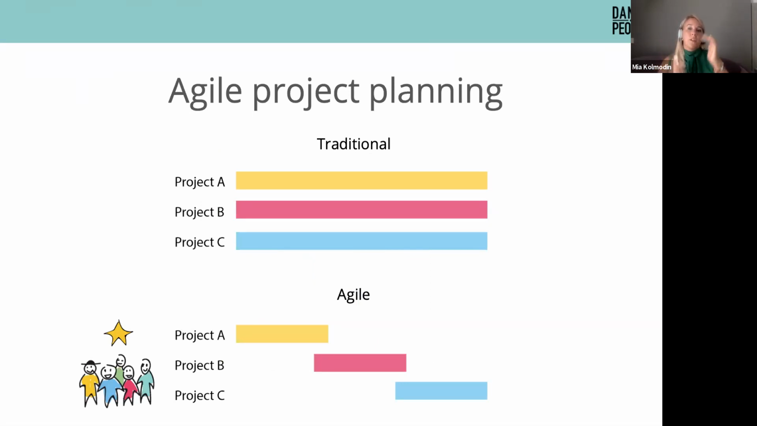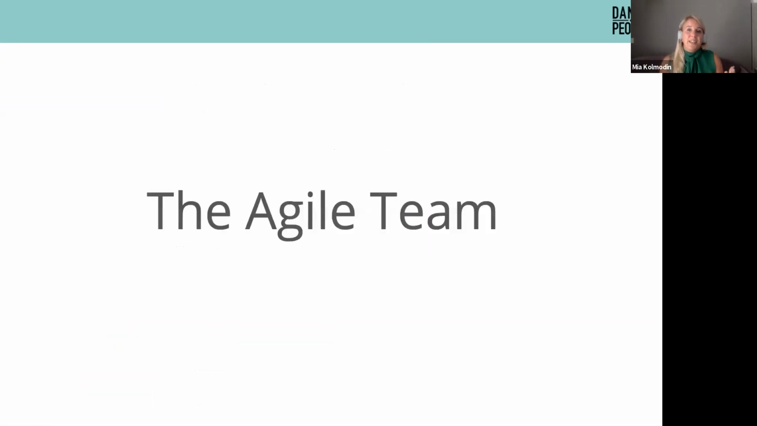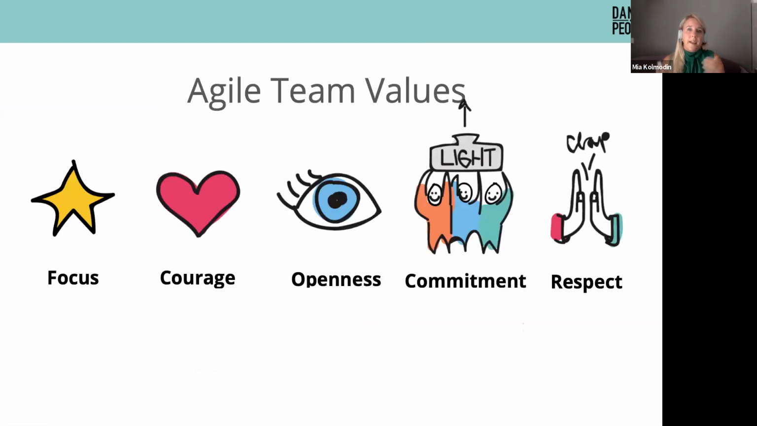So the traditional and agile ways of planning and thinking around creating value is very different. And the agile team, that's where everything happens. The team is the only part of the organization, you could say, that actually delivers value. Everything outside the team is just there to support and enable the team to become as quick and good as possible. And the agile team is based on values.